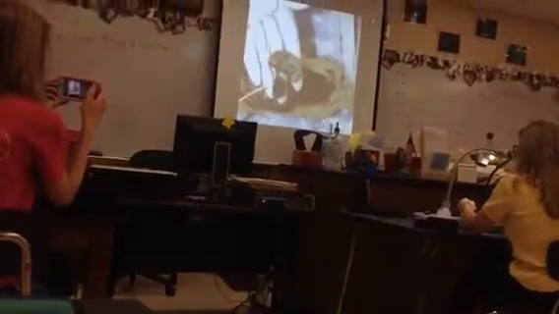Fetus, placenta, umbilical cord. That's easy. Those are the parts you have to know on the baby.